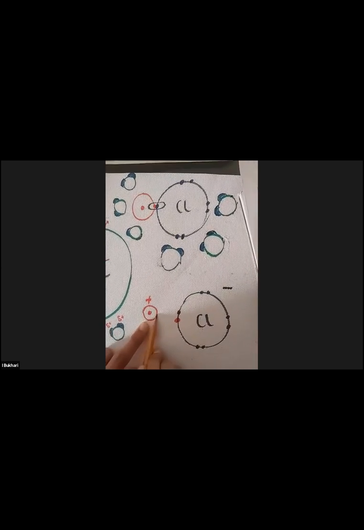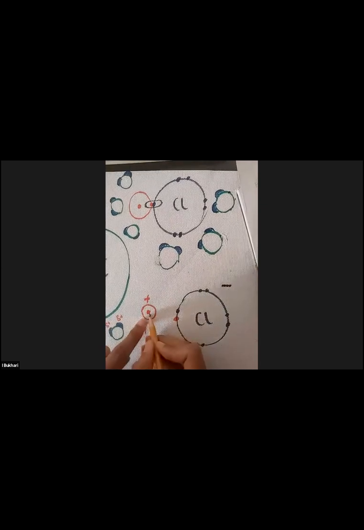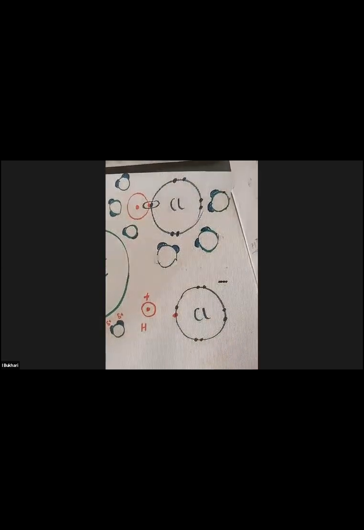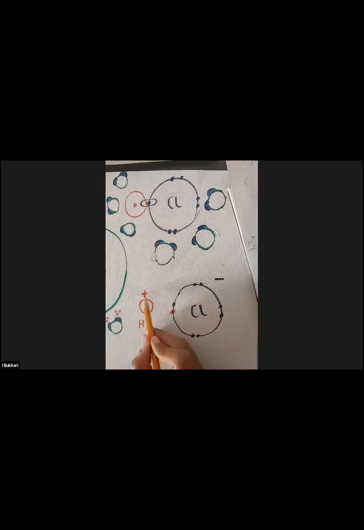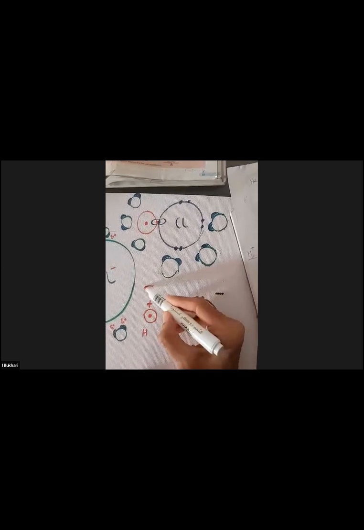And hydrogen had one electron only. And now it has lost that 1 electron. So only the nucleus is left behind with no electron at all. And the nucleus has 1 proton, which is positively charged. So it is left behind with 1 positive charge on it. It is this hydrogen ion which is responsible for the acidic behavior or the acidic properties of an acid.